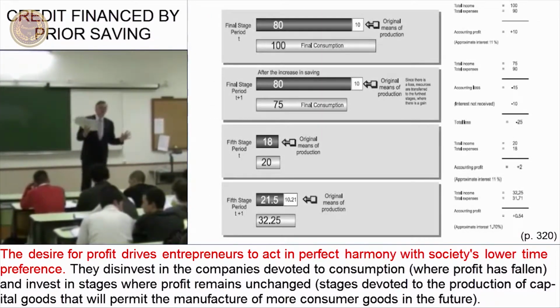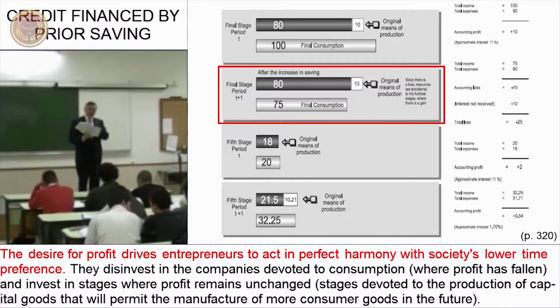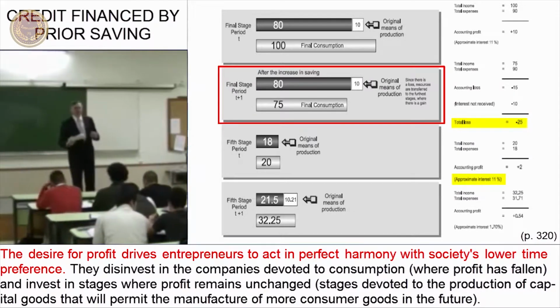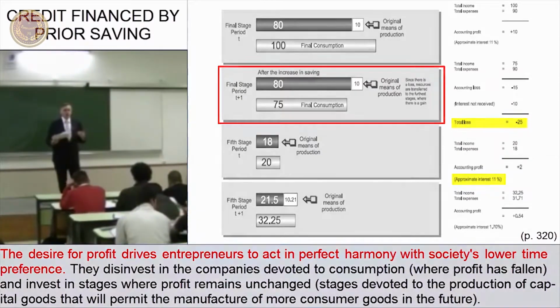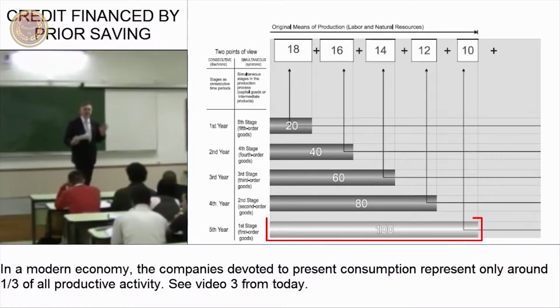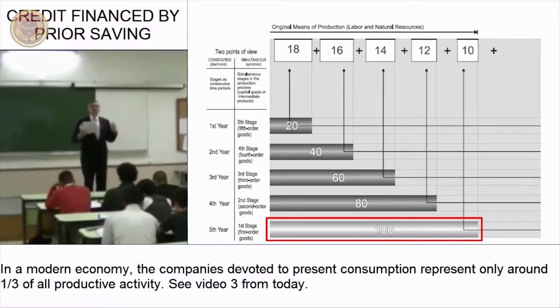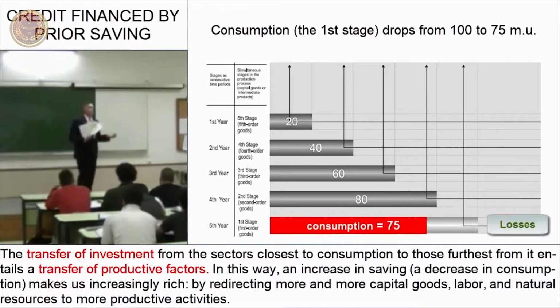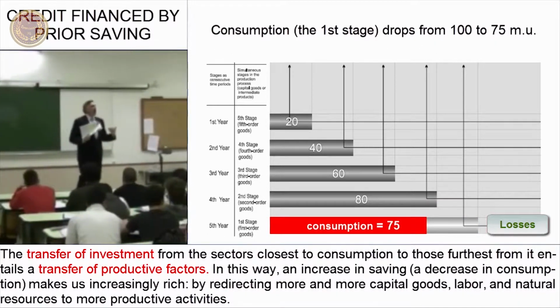This is what chart V2 describes. The final stage, at period T+1, is when consumption drops to 75 units. Note the profits at the right, and that profits in the stages far from consumption are much larger than those in the stages close to consumption. Remember that consumption and the companies devoted to the final stage of consumption represent only a small fraction, 1/3 or so, of all productive effort. These companies now slip into a decline because they are bringing in lower profits.